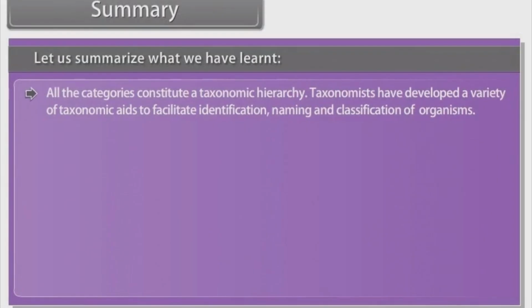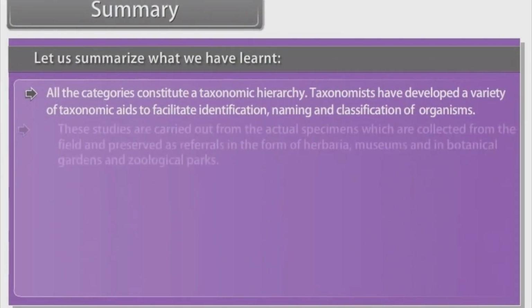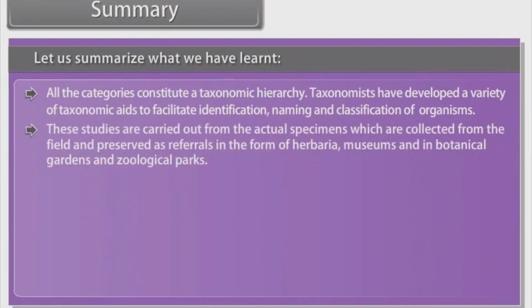Taxonomists have developed a variety of taxonomic aids to facilitate identification, naming, and classification of organisms. These studies are carried out from the actual specimens which are collected from the field and preserved as referrals in the form of herbaria, museums, and in botanical gardens and zoological parks.